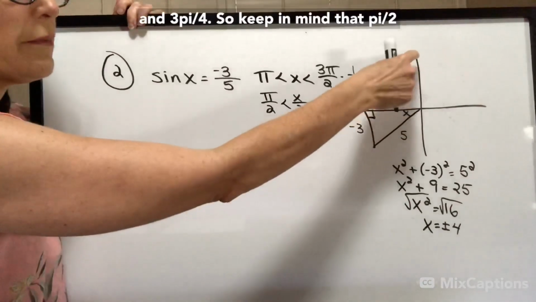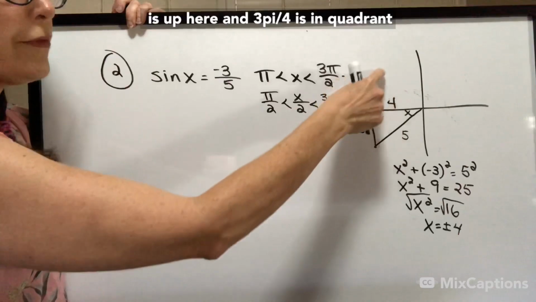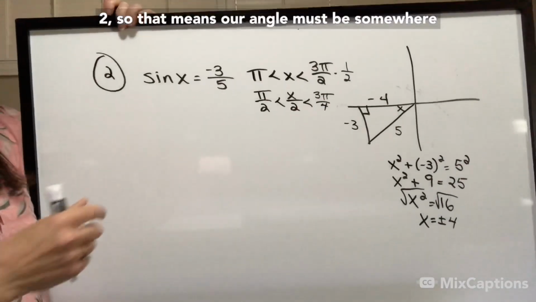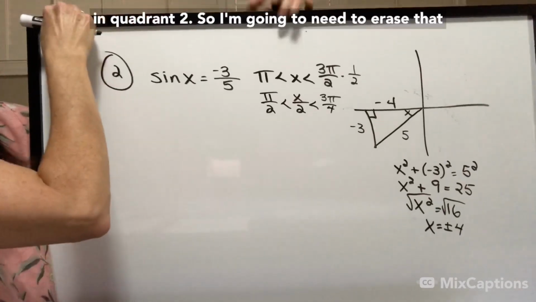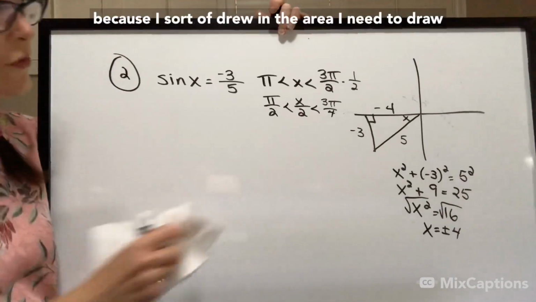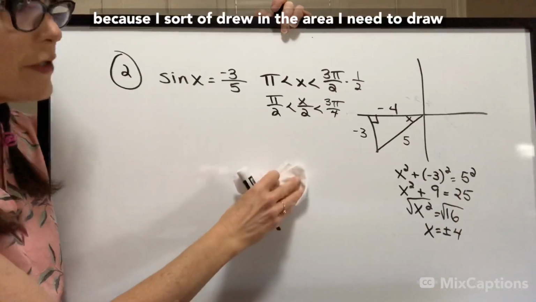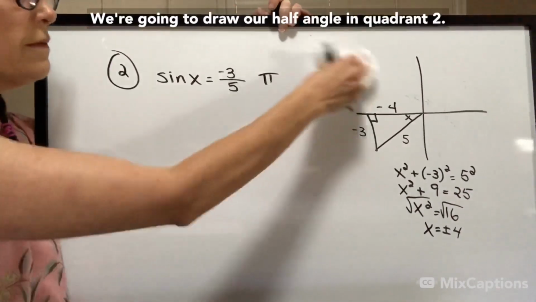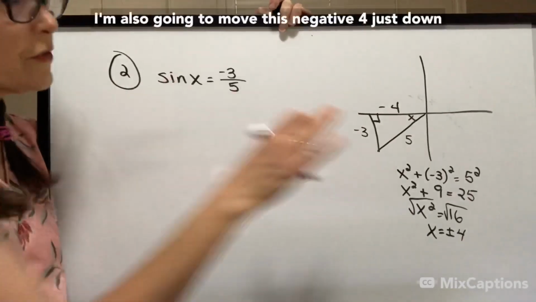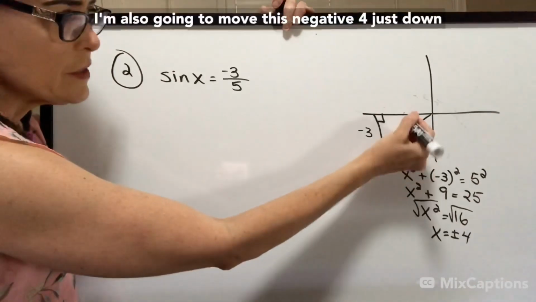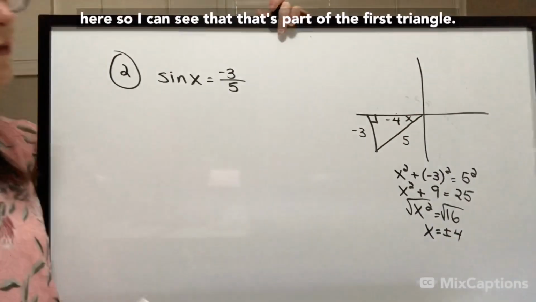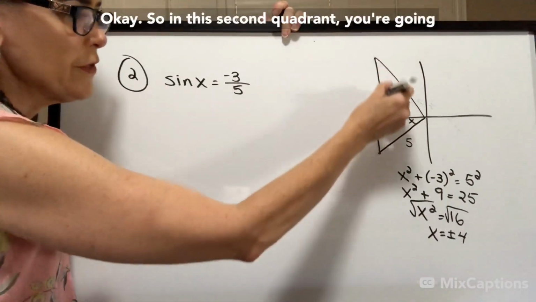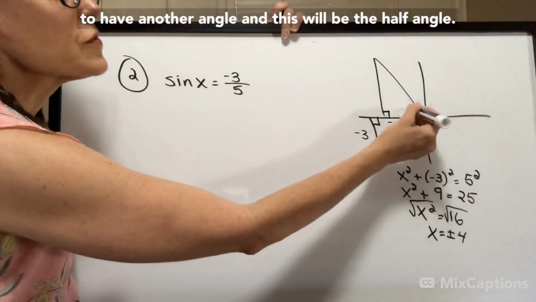So keep in mind that pi over 2 is up here, and 3 pi over 4 is in quadrant 2. So that means our angle must be somewhere in quadrant 2. So I'm going to need to erase that because I sort of drew in the area I need to draw the triangle in. So I'm going to get rid of that. We're going to draw our half angle in quadrant 2. I'm also going to move this -4 just down here so I can see that that's part of the first triangle. Okay, so in this second quadrant, you're going to have another angle, and this will be the half angle.